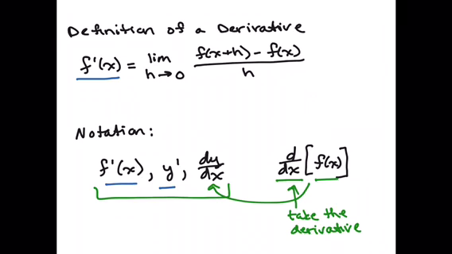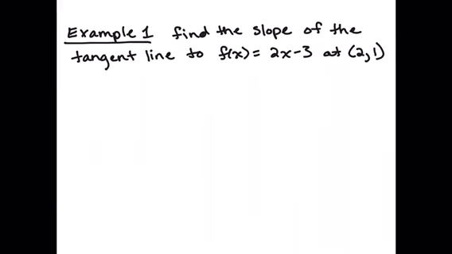Okay, so let's use this formula here to find the derivatives and slopes of tangents to some curves. All right, so we want to find the slope of the tangent line to the curve 2x minus 3 at the point 2, 1. Now, let's think about this. f of x equals 2x minus 3. That's a line, and it's a line with a slope of 2. So when all's said and done, we better get 2 as the answer for the slope of the tangent line to a line. They should be the same line.